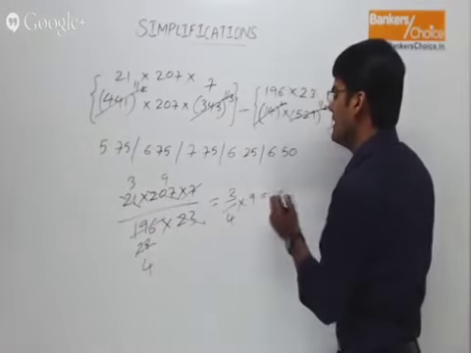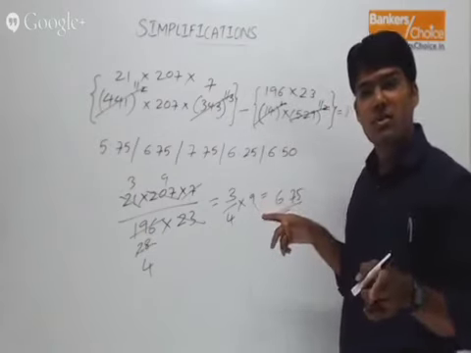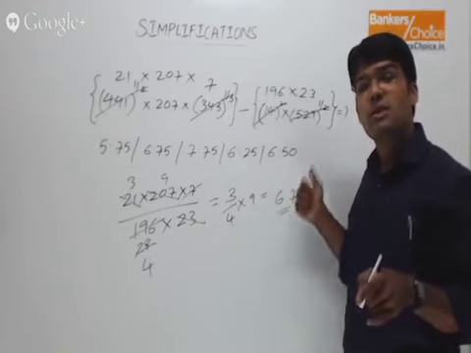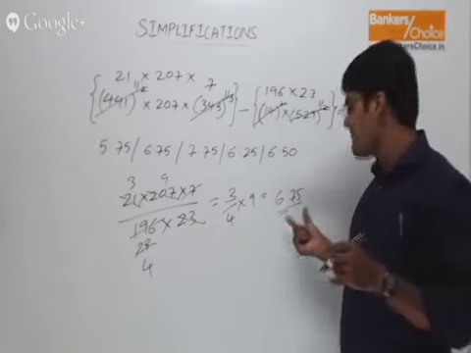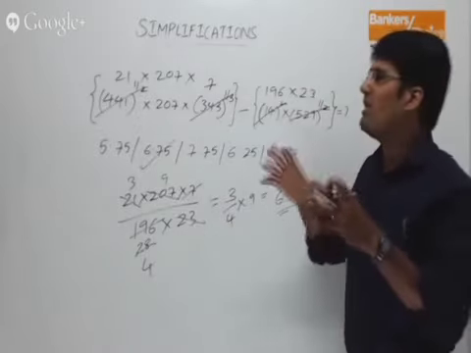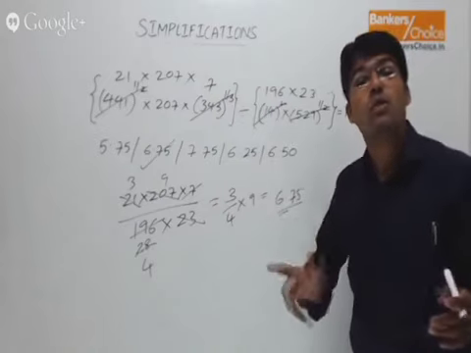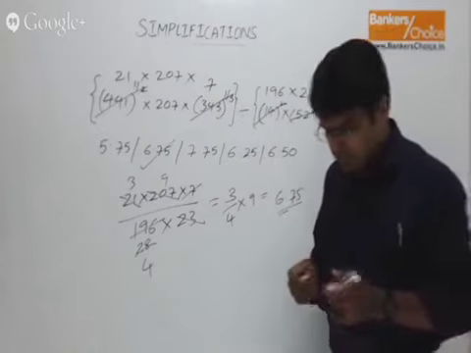What is 3/4 of 9? 6.75. Yes or no? 3/4 of 8 is 6. 3/4 of 1 is 0.75. So 6 plus 0.75, 6.75. So the answer for this one is 6.75. So this is all what you need to do. Simple calculations. Try to do it as quickly as possible. Follow the bottom-up rule and you'll be getting the right answers.